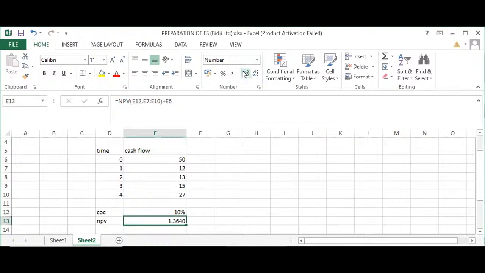So I think now everybody is comfortable with this. Is that okay? I think now everyone is comfortable.